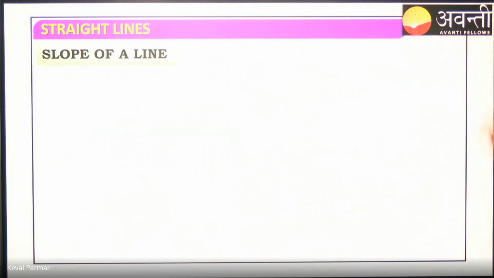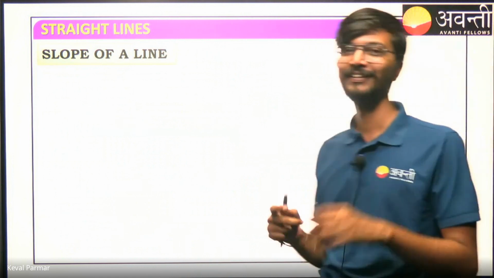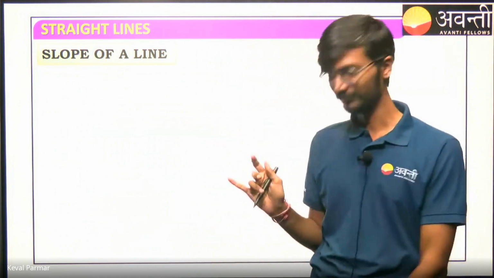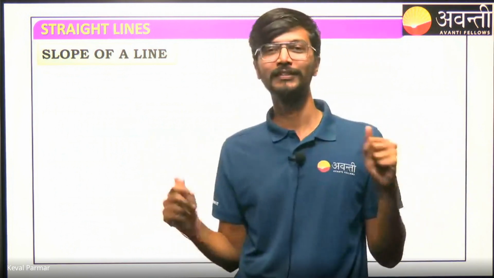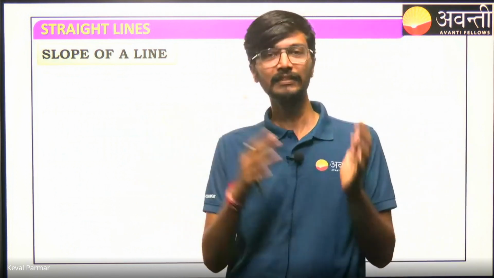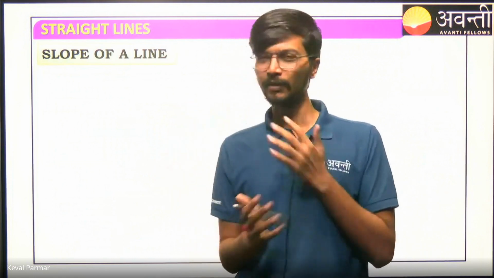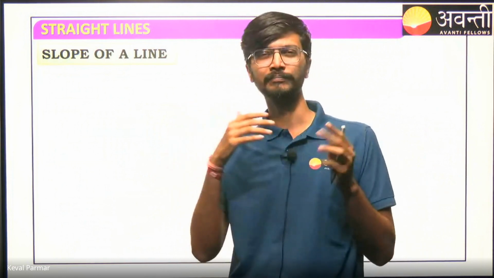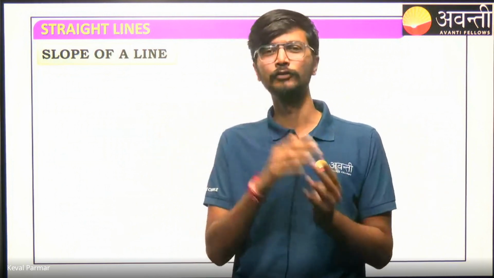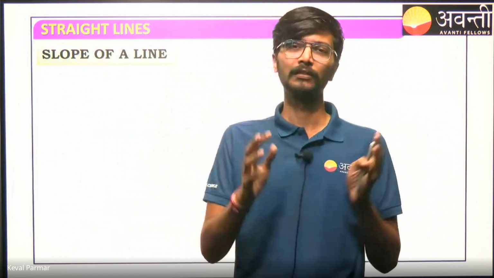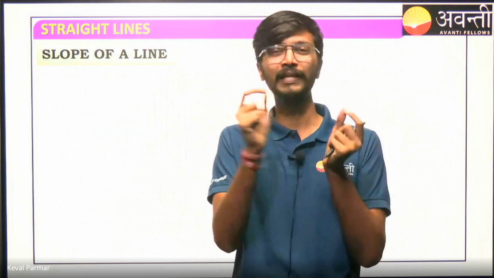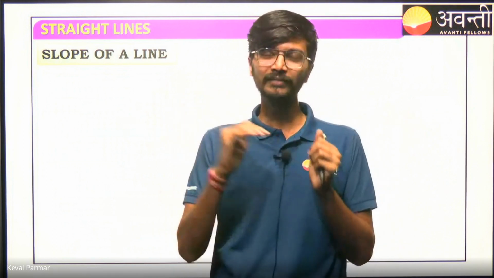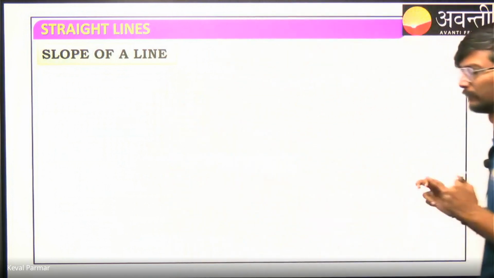Next. Slope of a line. Now here is where the real chapter starts. We got through some of the technicalities of notation and all, but here is where the real chapter starts, which is slope of a straight line. Now, in all the books, we can find slope using various methods, but slope is generated from something called inclination. So let's see what is meant by inclination.